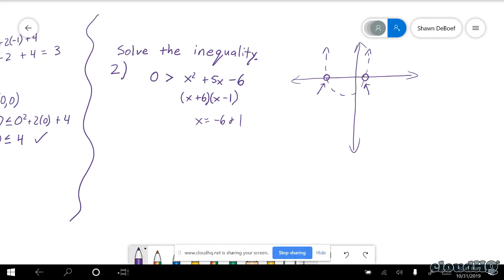Are we shading inside of there, or are we shading outside of there? Well, I could test the number. I could test the value. I only have to test an x value this time. I can't use the -6 or the 1. So really, I've got a number line here, right?